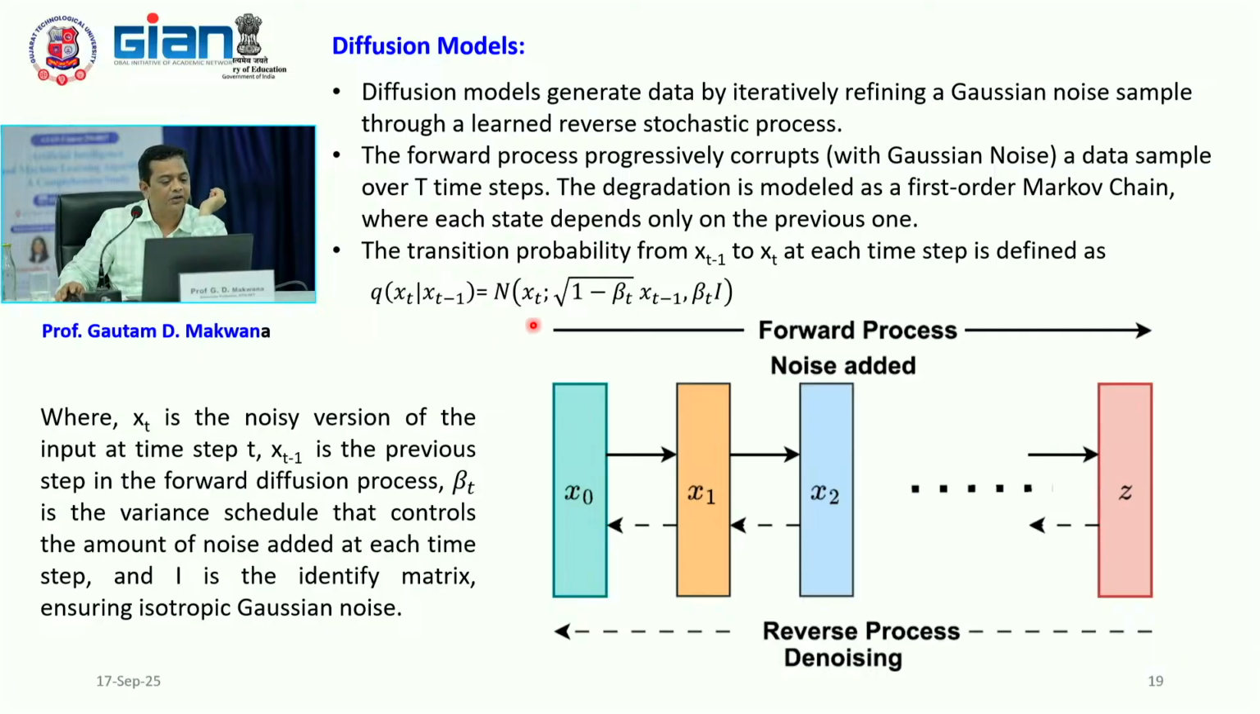equals the normal distribution of x t with mean square root of 1 minus beta t times x t minus 1, and covariance beta t times I, where x t is a noisy version of the input at time t and x t minus 1 is the previous step in the forward diffusion process. Beta t is a variance schedule that controls the amount of noise added at each time step, and I is the identity matrix. So this is inferring the asymptotic Gaussian variable.